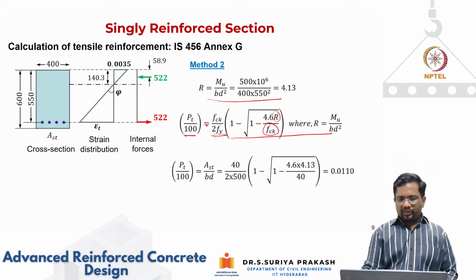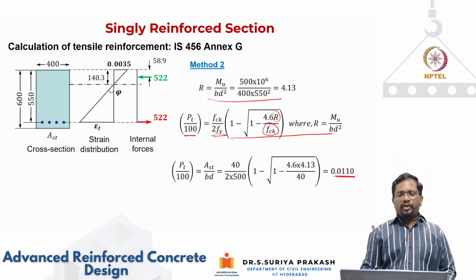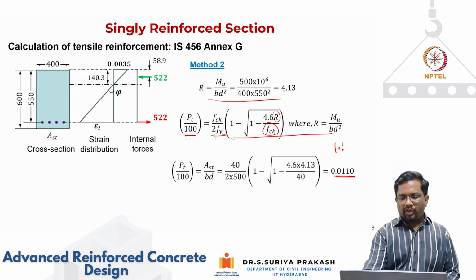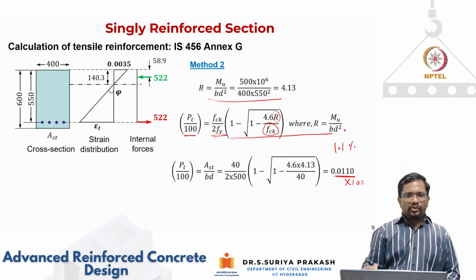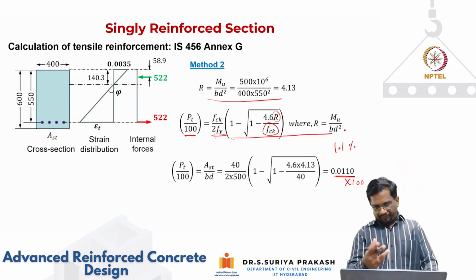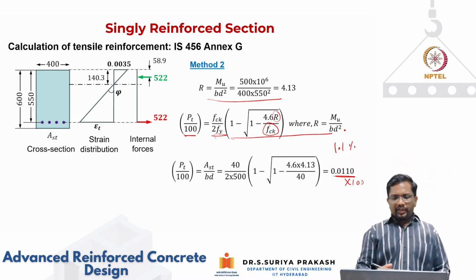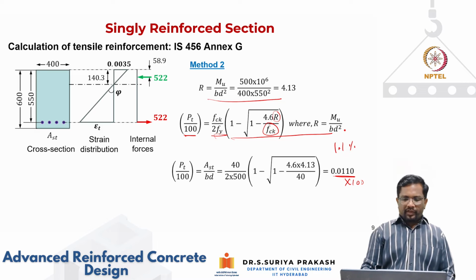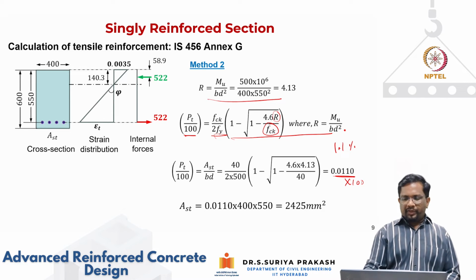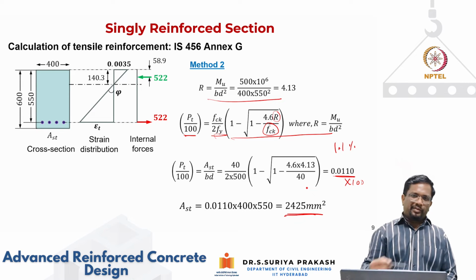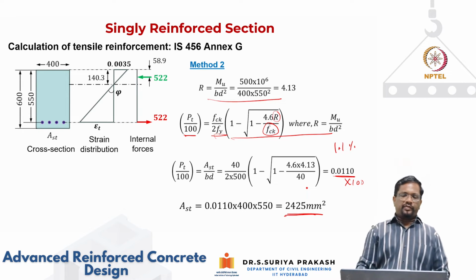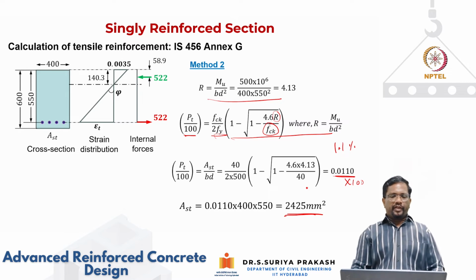So if you substitute that, you get a pt by 100 of 0.0110. If I multiply this by 100, you get a reinforcement pt of 1.1 percentage. So 1 percentage is the amount of steel that is required to reach this moment demand of 500 kilonewton meter. So again from pt you can calculate what is the Ast required. It will work out to be exactly the same thing that we have done in your first method. Okay, so this is the way that we can do.